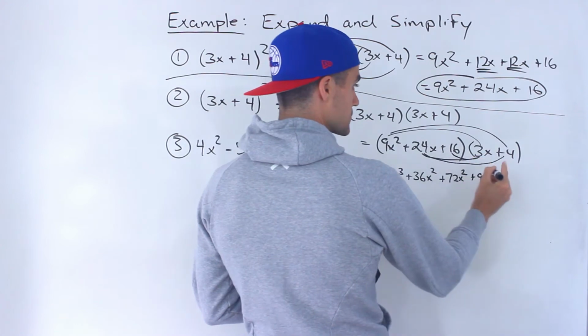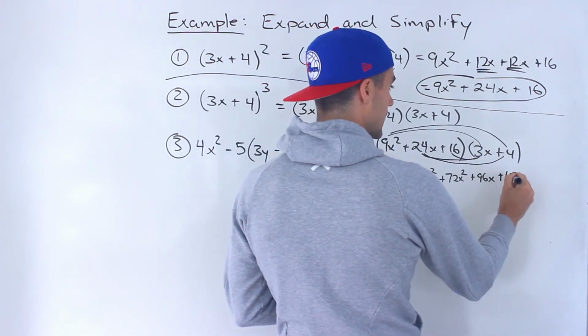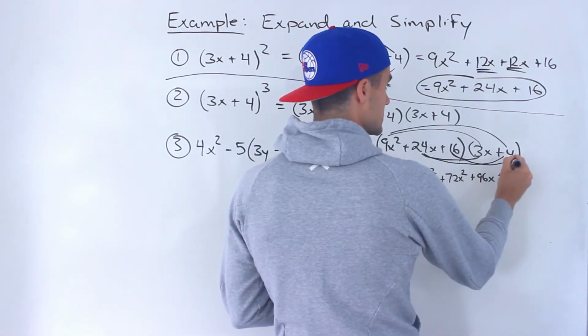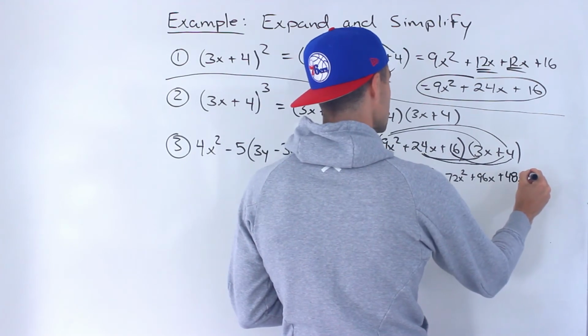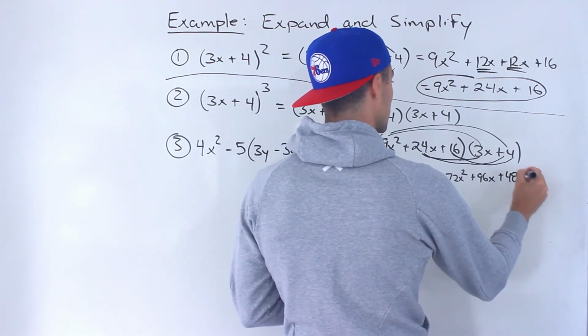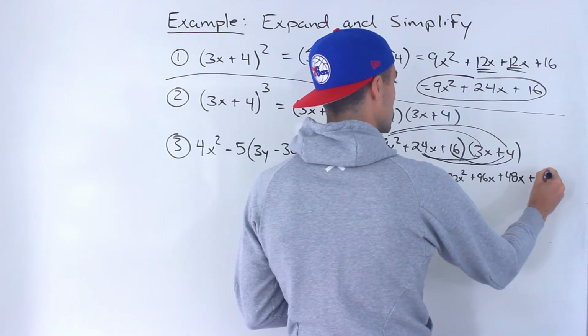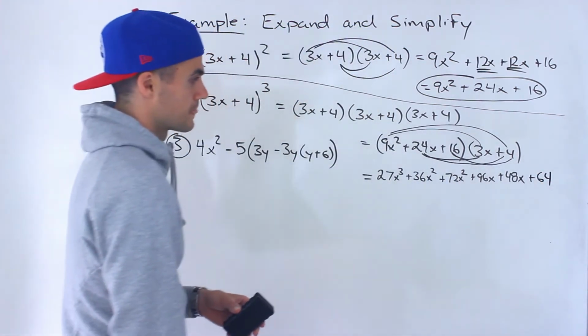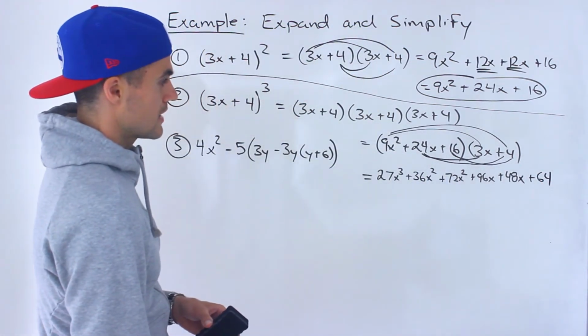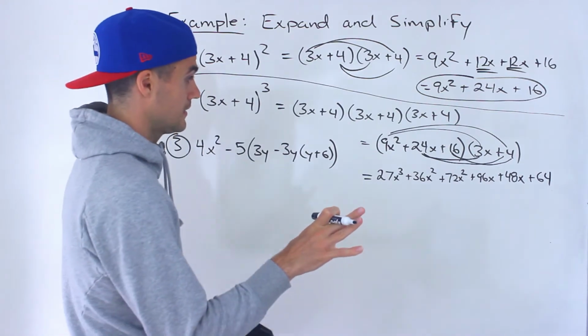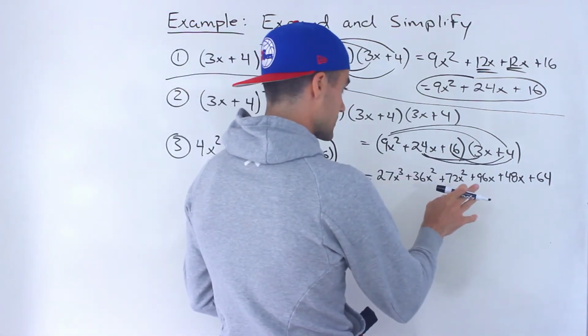16 times 3x would give us 48x. And then 16 times 4 would give us 64. Like that. So that's what it is, all expanded. Then from here, collect the like terms.